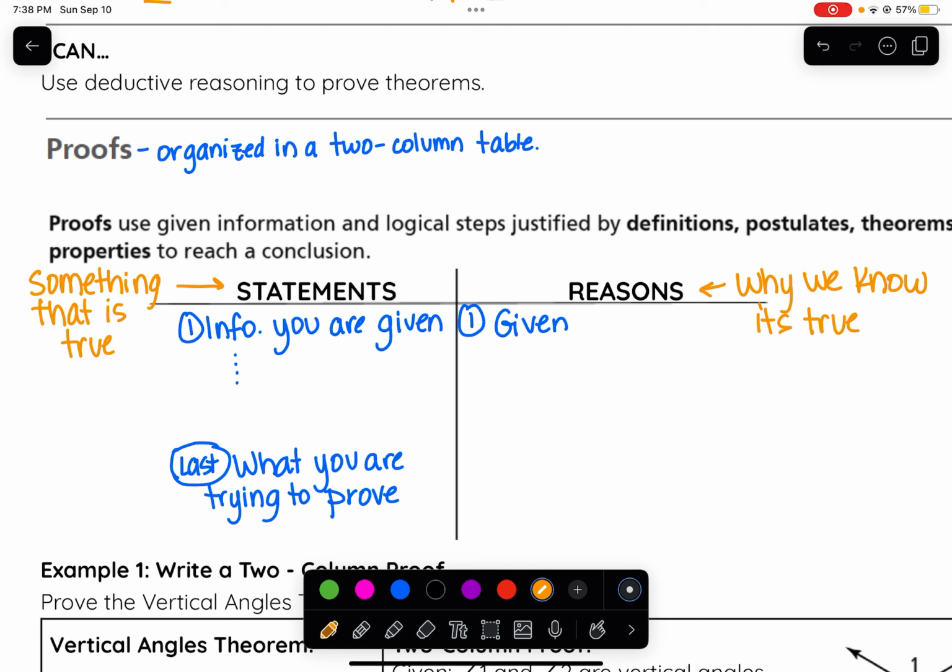When you go to set up a proof, the very first statement is going to be some information that you will be provided. The reason you know that first statement is true is because you are given that information. Then you're going to write other statements and the reasons you know those statements are true. We're going to use deductive reasoning to get to whatever it is we're trying to prove. So the last statement is always going to be whatever you're trying to prove, and then, of course, the reason is why we know it's true.